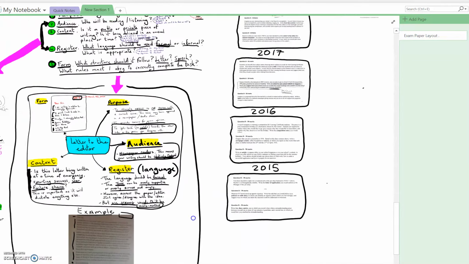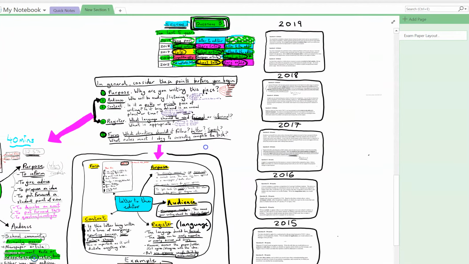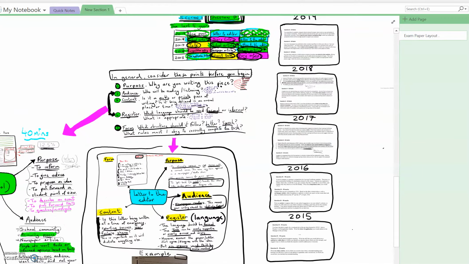So in general, there's plenty of questions over the past 5 years that deal with newspaper articles. Have a look at them, try one, see how you go, see if you like it.